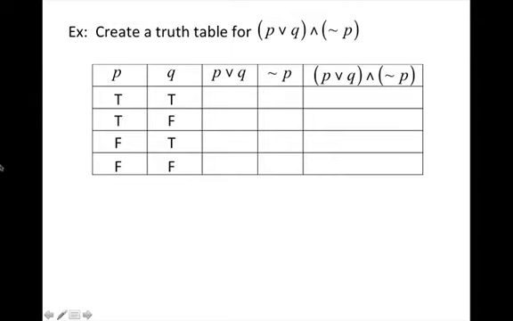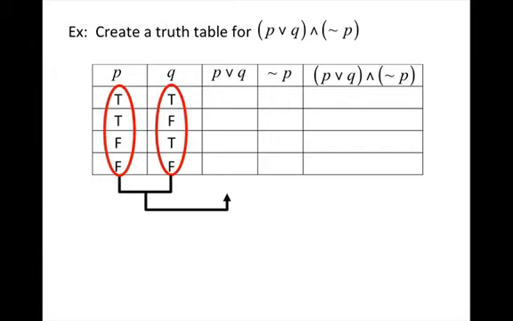We'll start with your basic values for P and Q. P is true, true, false, false. Q is true, false, true, false. Next, I find my values for OR. I'm connecting P and Q with the OR, so I look at the columns for P and Q. OR is only false when they're both false. So if I look at the last line of my truth value, P and Q are both false, so that's where my OR is false. And it's going to be true every other time. So P or Q is true, true, true, false.